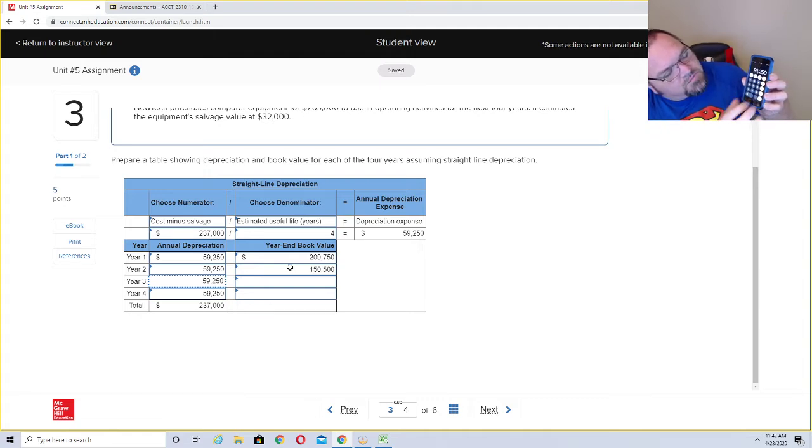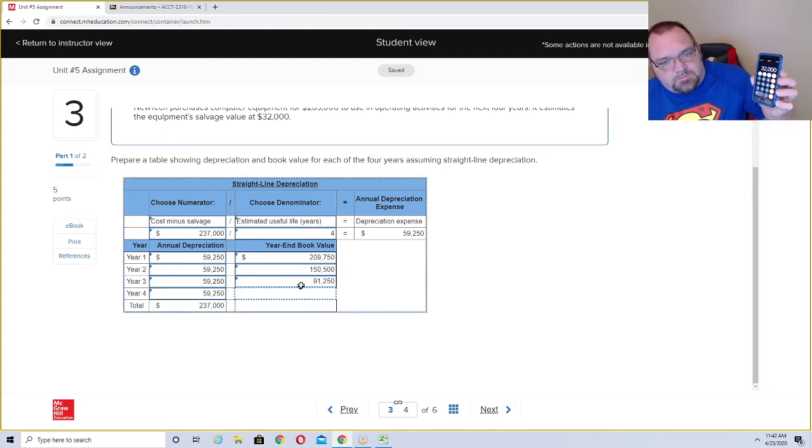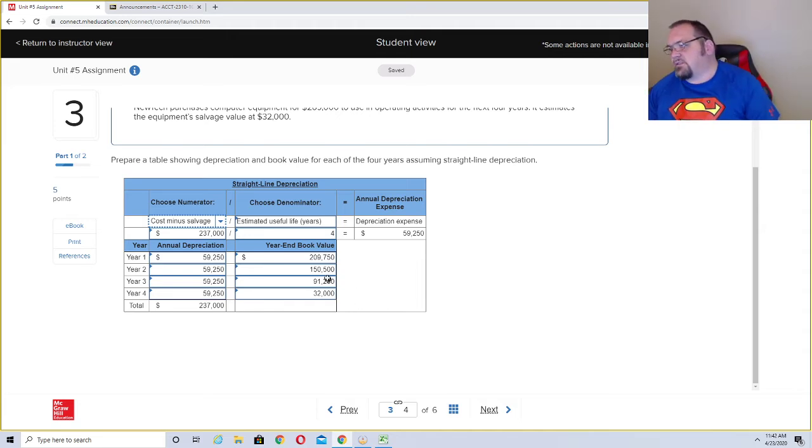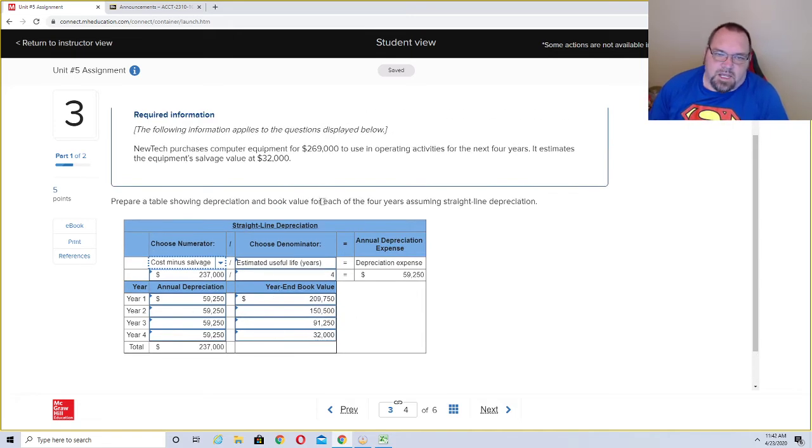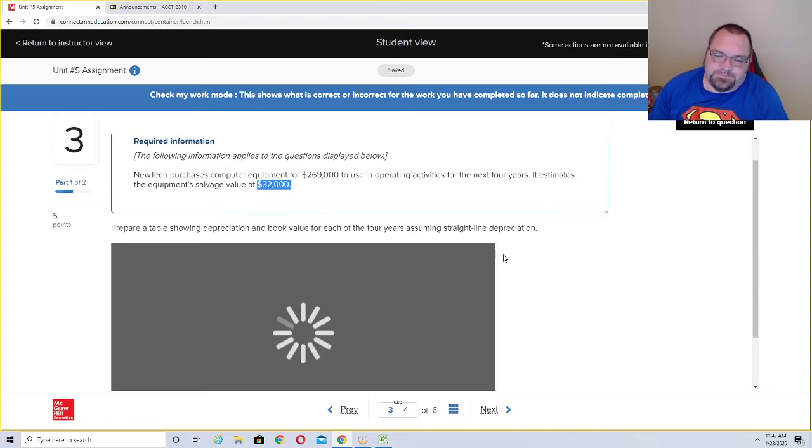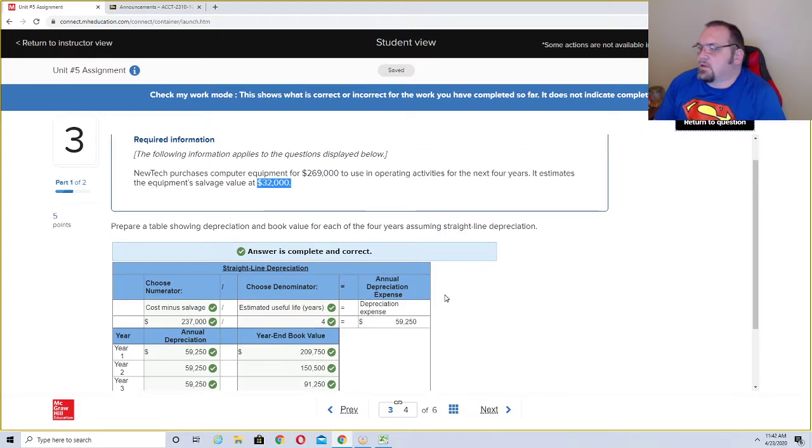I'll just do the whole thing this time, so I can show you something at the end. 91,250. Then one more time, 59,250. 32,000, right? Which should make sense because 32,000 is the salvage value. So when you do the math, it should end up being the salvage value. Now we're correct.